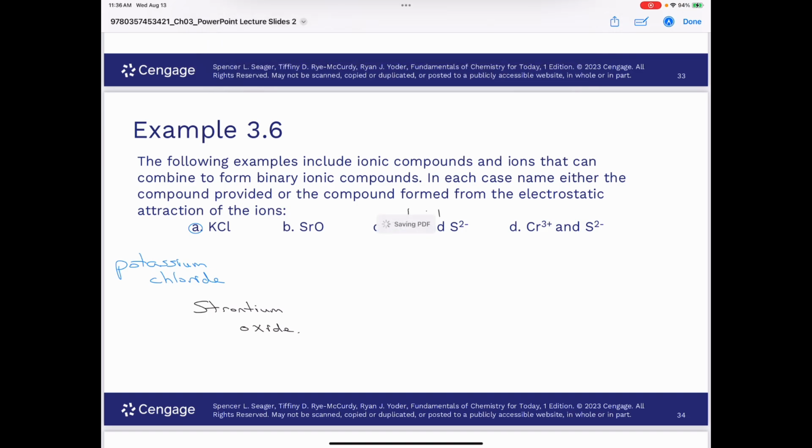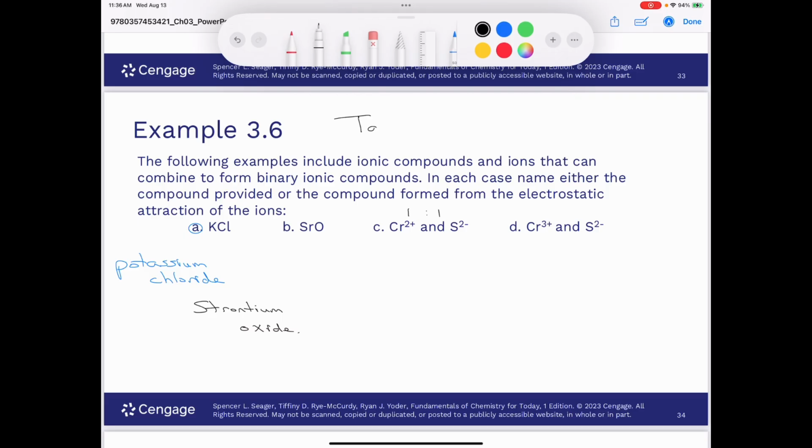But keep in mind chromium, if you look at table 3.2, you'll see that chromium is in there and that it can adopt more than one charge. You see chromium is over here as well. So the first one, we're going to make CrS, right? A 1-to-1 ratio of chromium and sulfur.